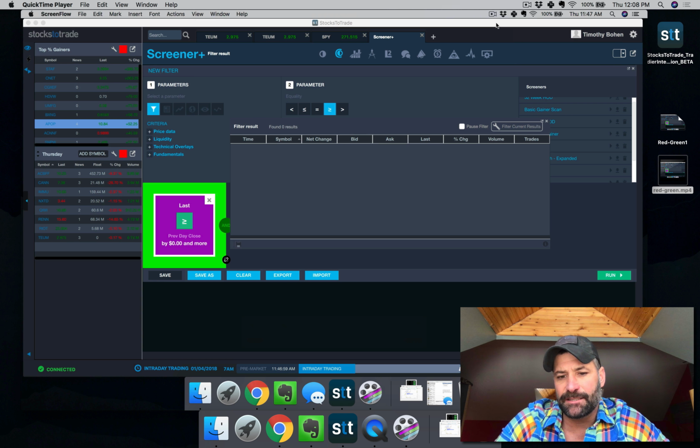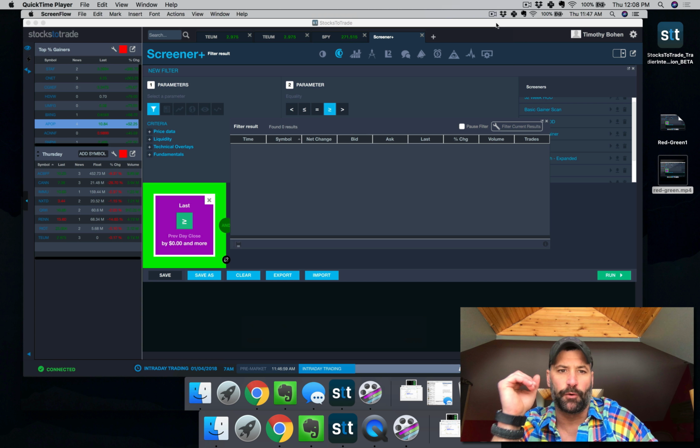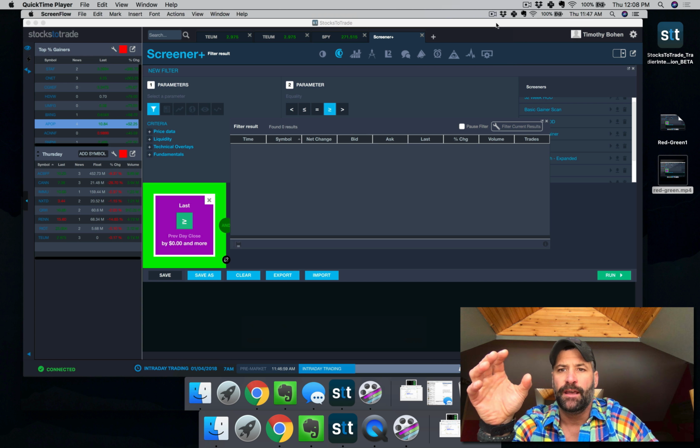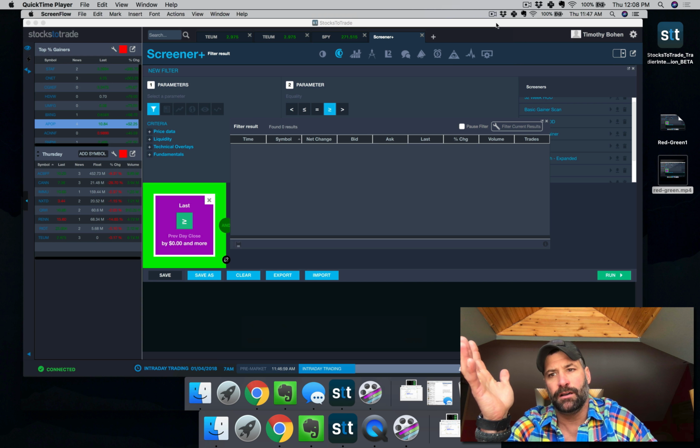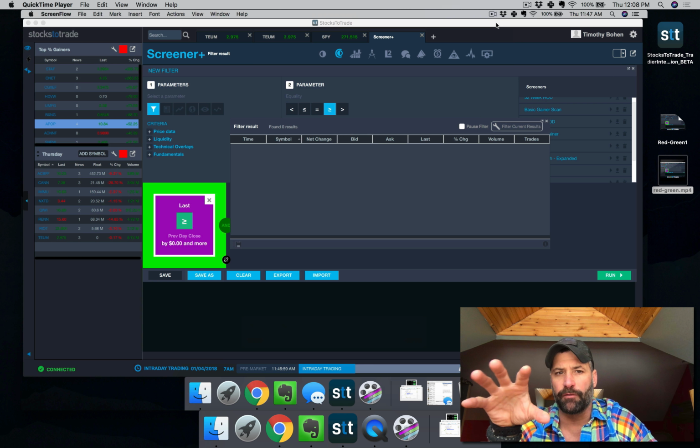In this market, we're looking for these red to green moves, and I get asked, how do you spot these for potential trades? I'm going to go over a couple different techniques, and we'll go from there on how I use the red to green scanner.